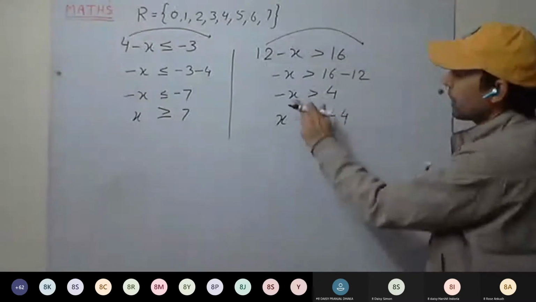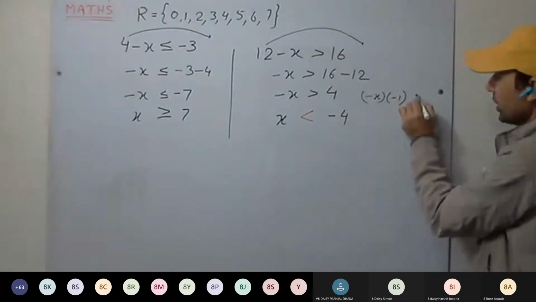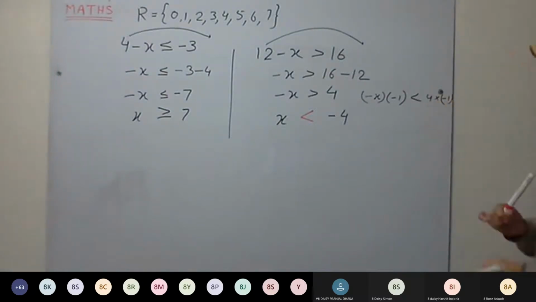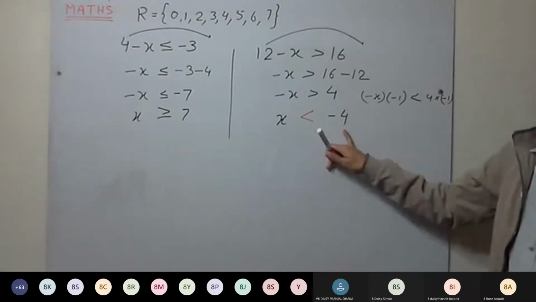So we are multiplying both sides by -1. You can write one more step if you want. Minus x into -1, sign changes. 4 into -1. Understood this one? Now x is less than -4.